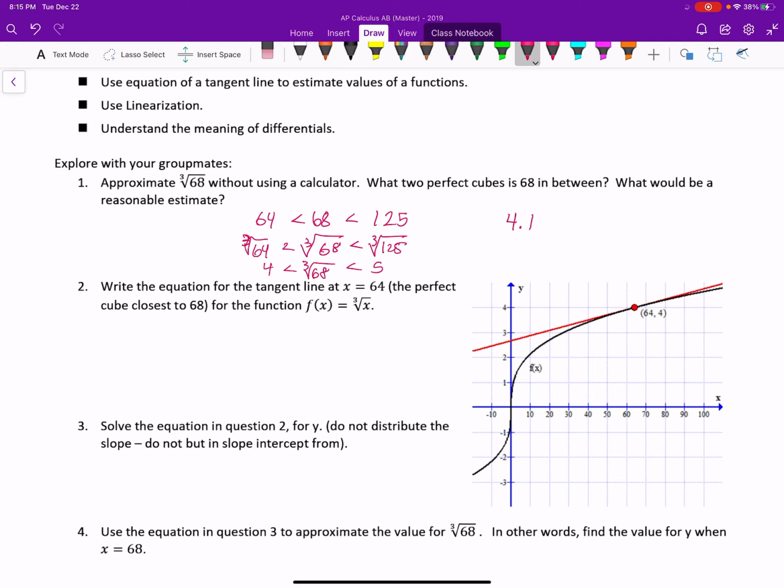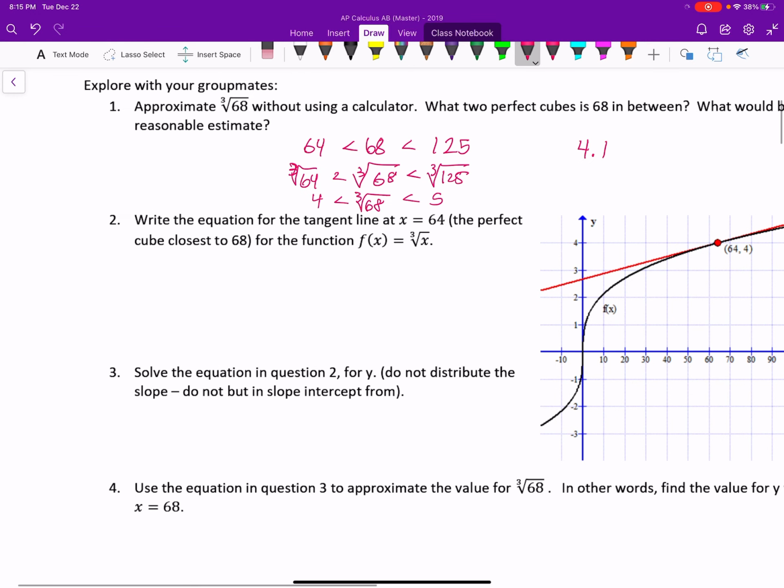Write an equation for the tangent line at x is equal to 64, the perfect cube closest to 68. That's why I'm picking that one. For the function f of x is equal to the cube root. So we're taking the cube root of something here. Okay, so let's see here. I'm going to take f prime of x, which is going to be 1/3 x to the negative 2/3, or it might help to write it as a fraction here, so x squared. I need to find that f prime at 64, and I also need to find f at 64.